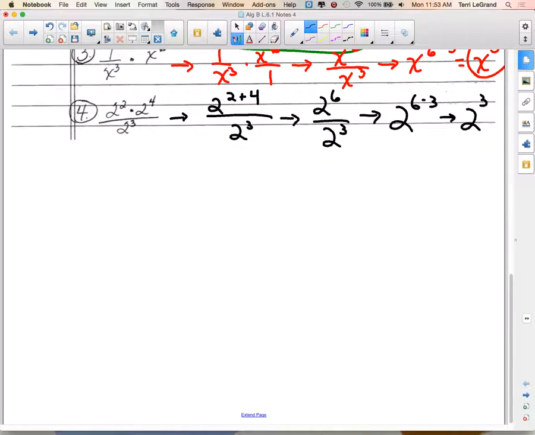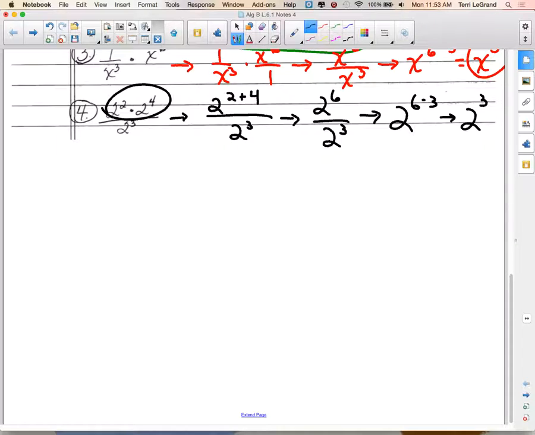What property do we have to apply in our multiplication right here? What are we actually doing there? We're multiplying powers that have the same base. When we are multiplying powers that have the same base, our shortcut is to add the exponents, right? So we end up with 2 to the 6th upstairs. Do you agree with me on that?